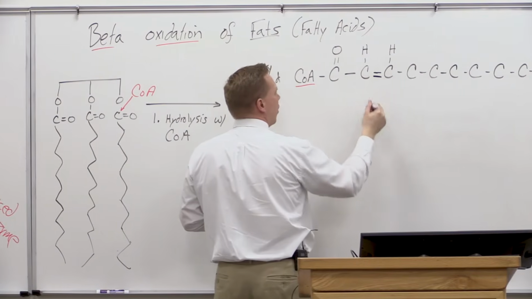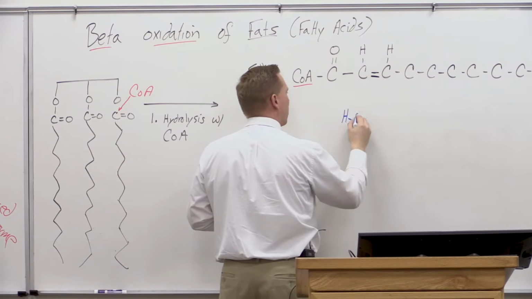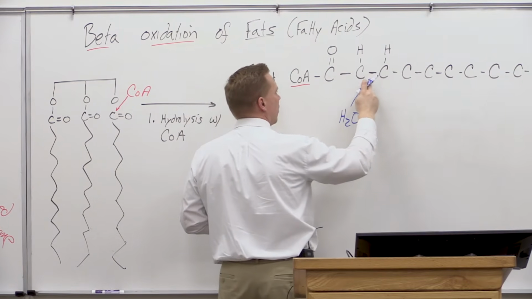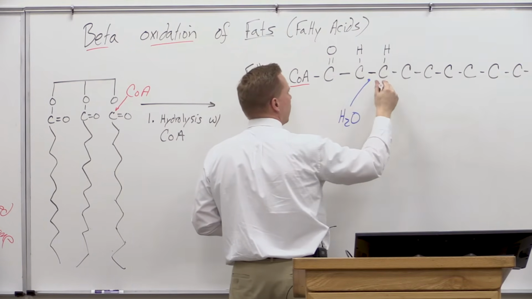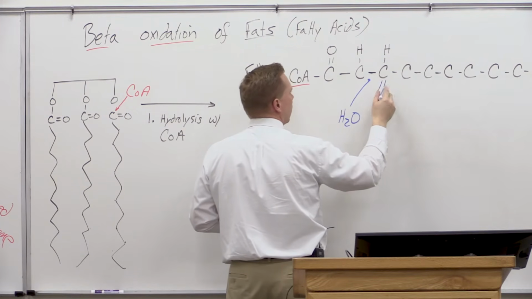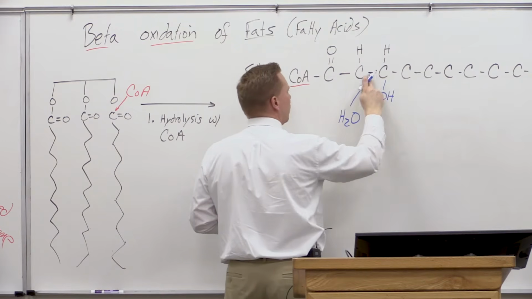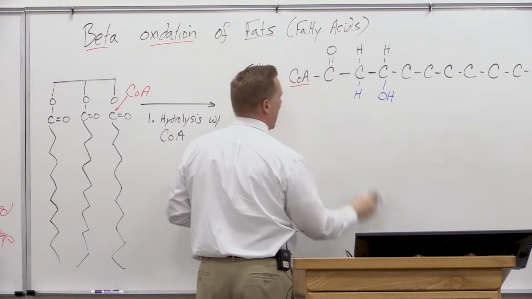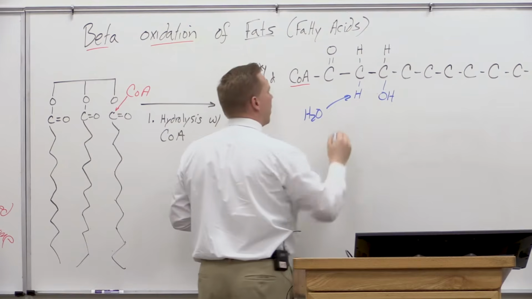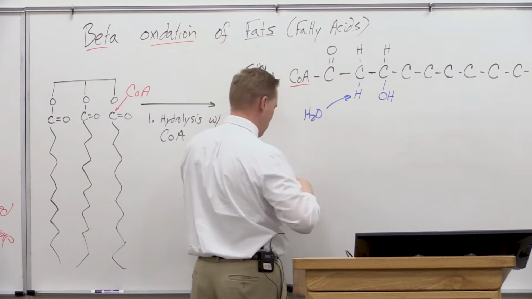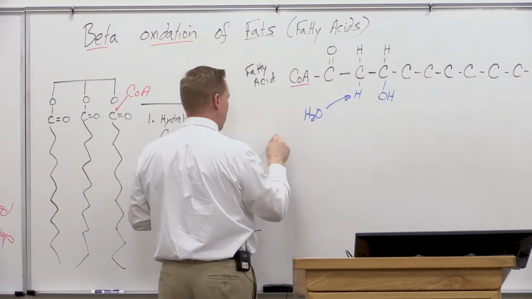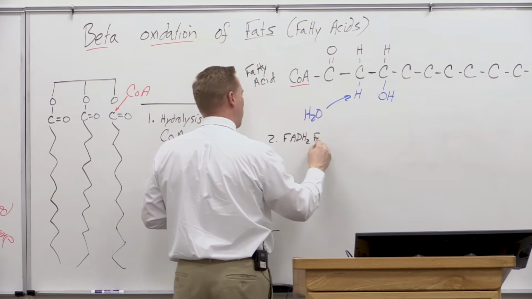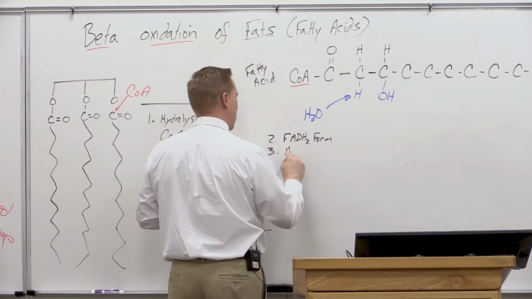In our next step, we're going to actually take water and we're going to break that bond right there. And we are going to form the hydroxyl group right there, and then we're going to get a hydrogen added right there. And so that's the next step, adding water. Okay, so we had step 1, or I guess it'd be step 2, was the double bond, FADH2 formed. Step 3, add water.